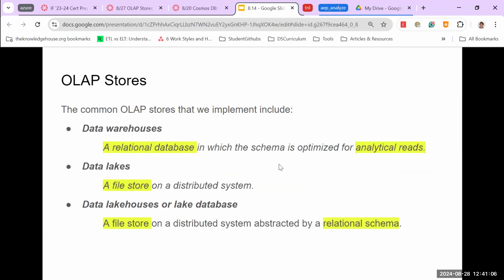All right. Once again, just to reiterate all these concepts, a data warehouse is a relational database in which a schema is optimized for analytical reads, and this includes star schemas and snowflake schemas. A data lake is a file store on a distributed system. A data lakehouse is a file store on a distributed system abstracted by a relational schema.